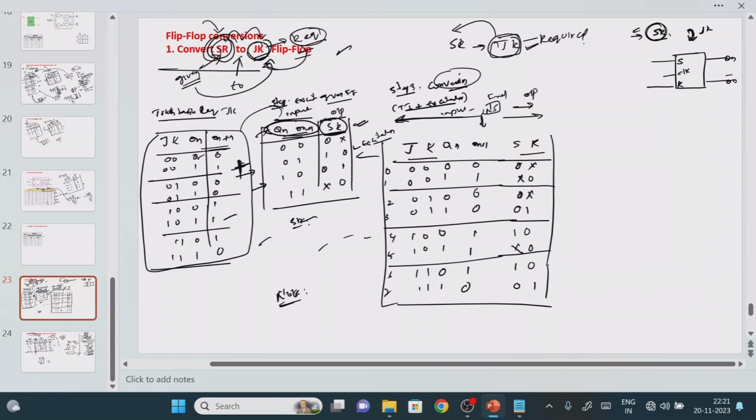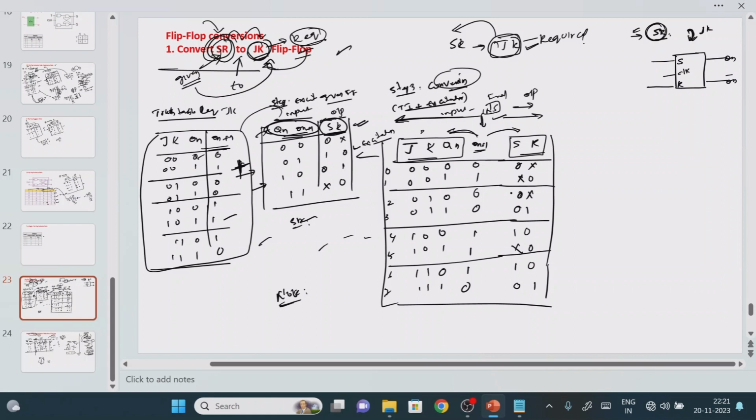Always the input should follow the binary sequence. So what is the input value we need to consider? JK, Qn are the input values. What is the output value? SR are the output values. Before the next state Qn plus 1 we call it the input, after the next state we call it the output values, right? So try to remember like this, right?